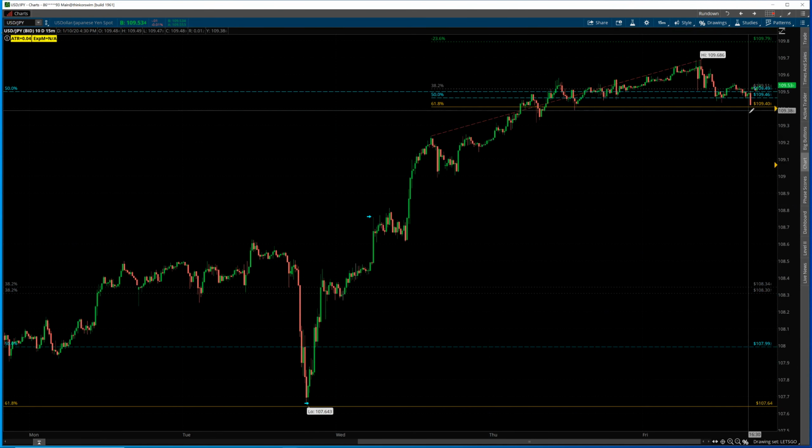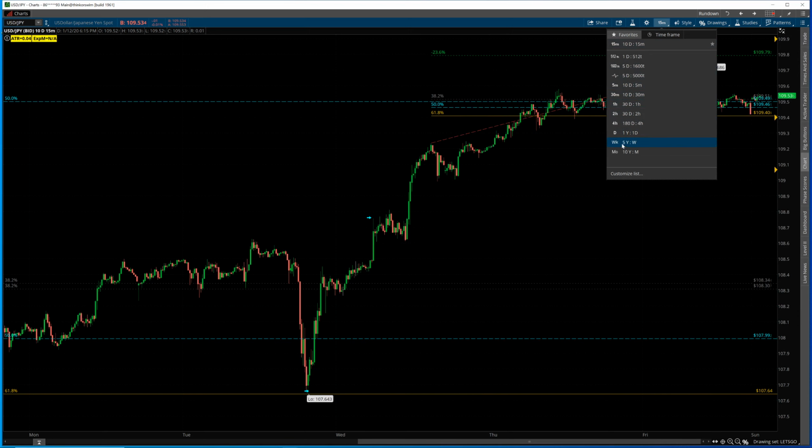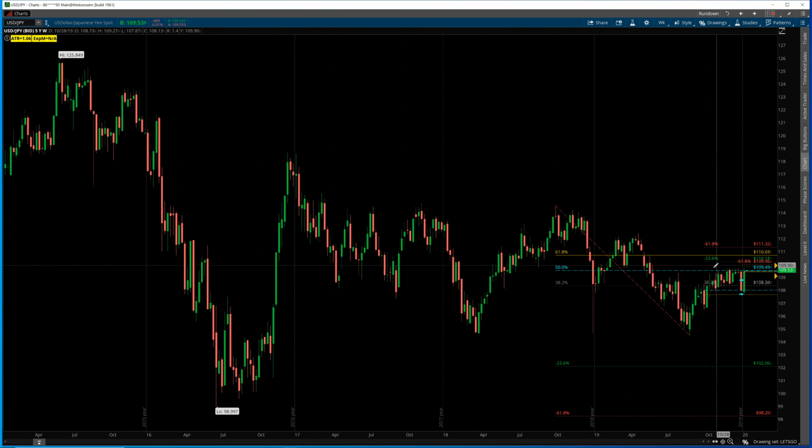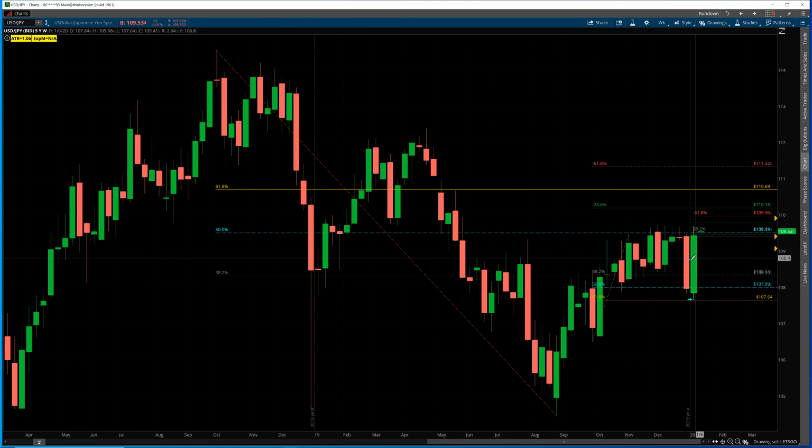So really, if this 109.40 holds, this yen is going to continue to rip, and it's breaking out of a weekly resistance level, and it's probably going back towards the 2019 high at around 112, or at least to the 61 at 110.69. And that's a big move. That would be a really, really big move.